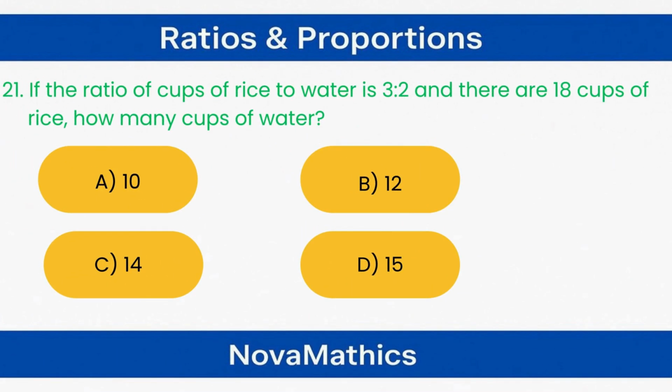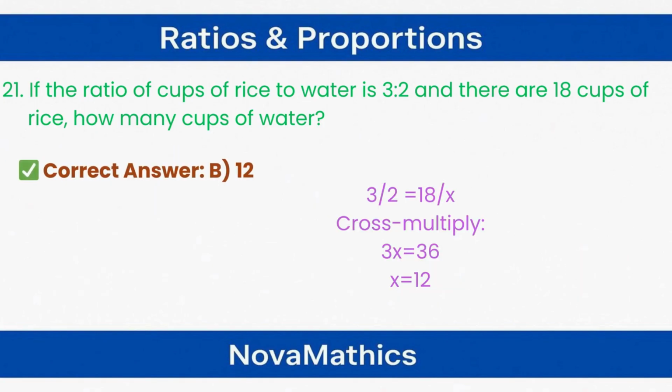21. If the ratio of cups of rice to water is 3 to 2 and there are 18 cups of rice, how many cups of water? 3 times 6 equals 18 cups rice. So 2 times 6 equals 12 cups water.